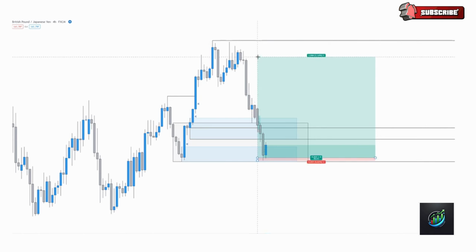So what we can do is just move our target here. What we can do is partial out a majority of our position here and then effectively just aim a little bit higher to see what happens. But I think the initial target that makes sense would be within this refined 4-hour order block.